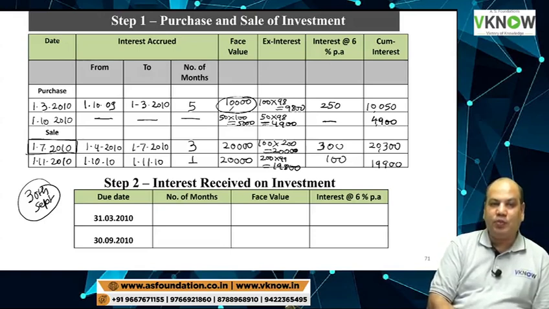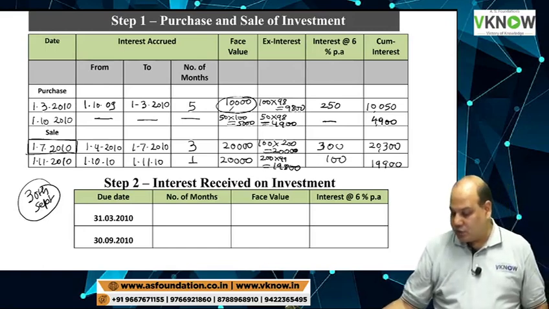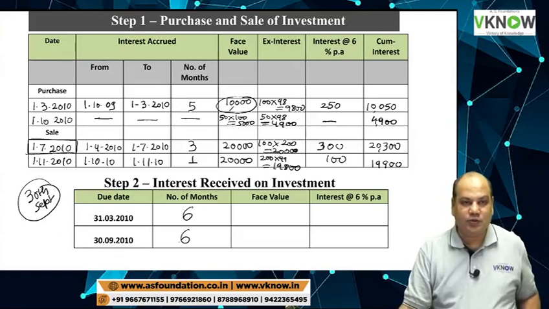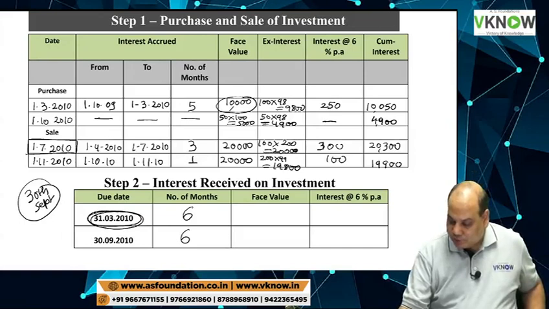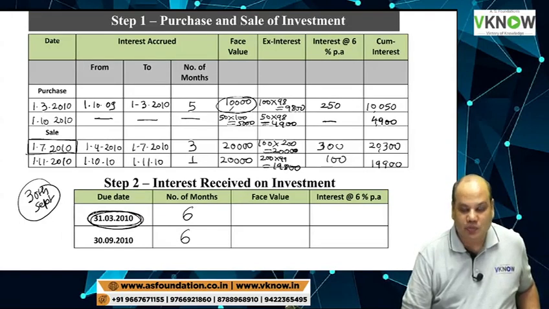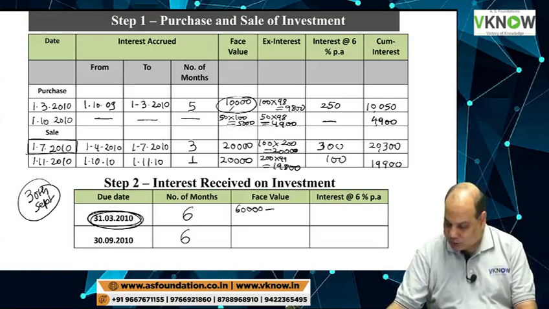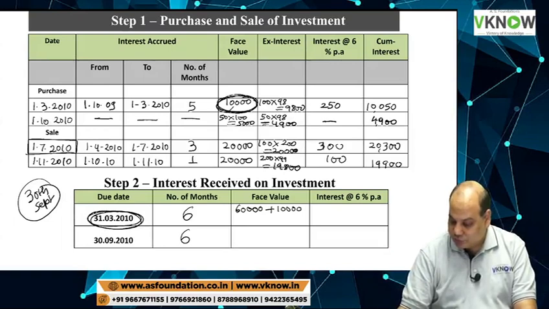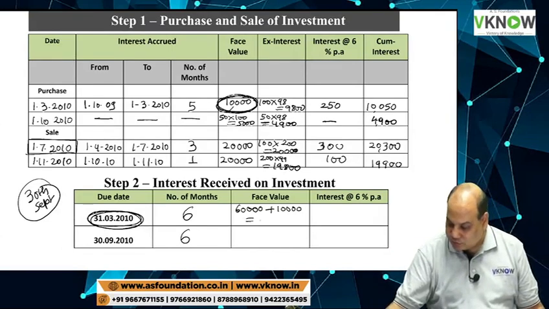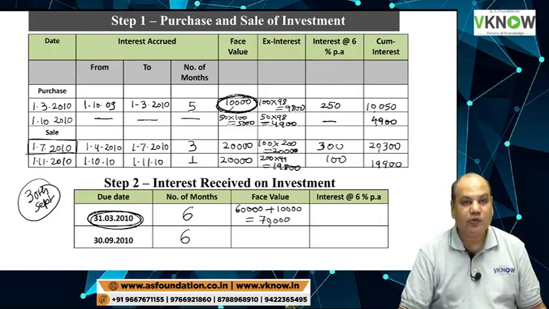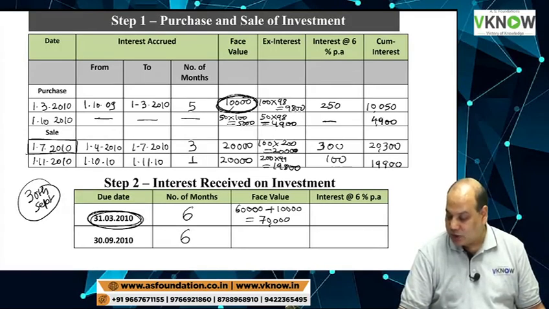There are two due dates in our problem on which interest will be received. First is 31st March 2010. Interest will always be received for 6 months. Question is, what is the face value of investment held on 31st March? So first you check the opening balance. Opening balance we have face value 60,000, plus 10,000 purchased on 1st March. Did any sale take place? The answer is no. So can I say interest will be received on 70,000 rupees for 6 months at 6%?